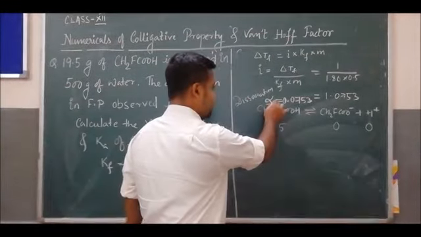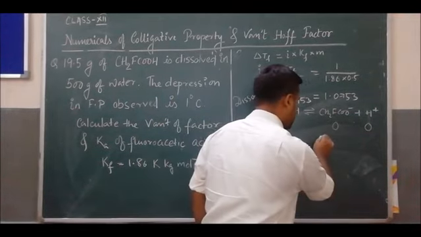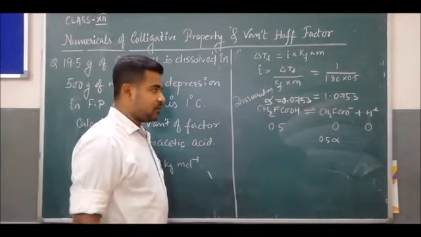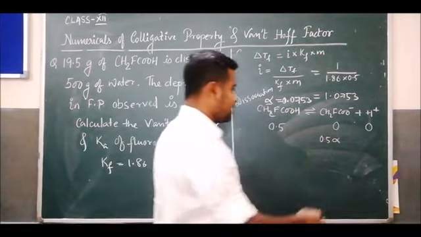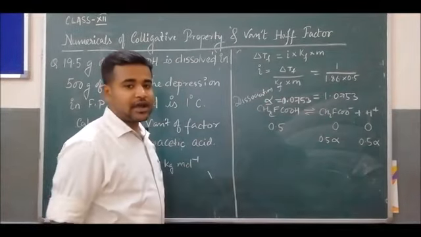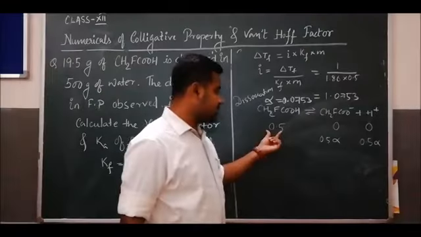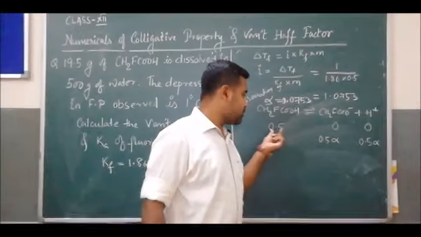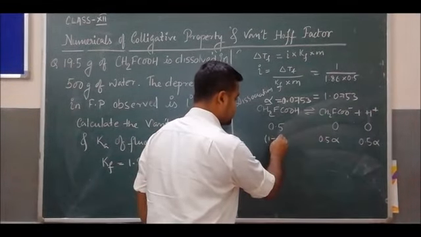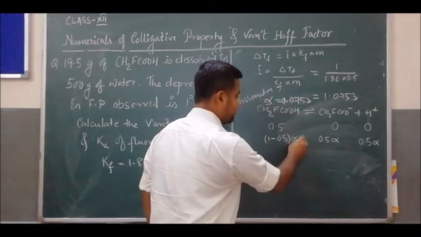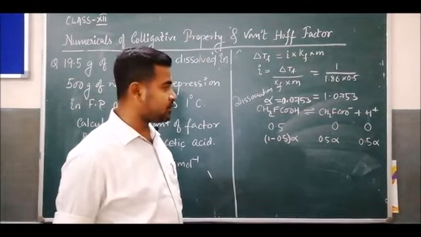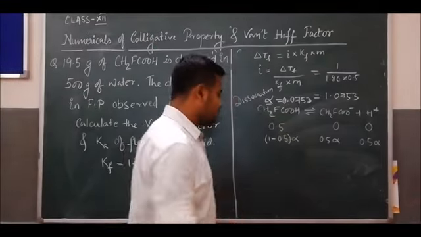Next, what is alpha, the degree of dissociation? Alpha amount is formed. 0.5 alpha of the fluoroacetate is formed, and 0.5 alpha of hydrogen ion is formed, because alpha amount has dissociated, so it is multiplied with alpha. So how much is left? 1 minus 0.5 alpha of the acid has been left. Clear?